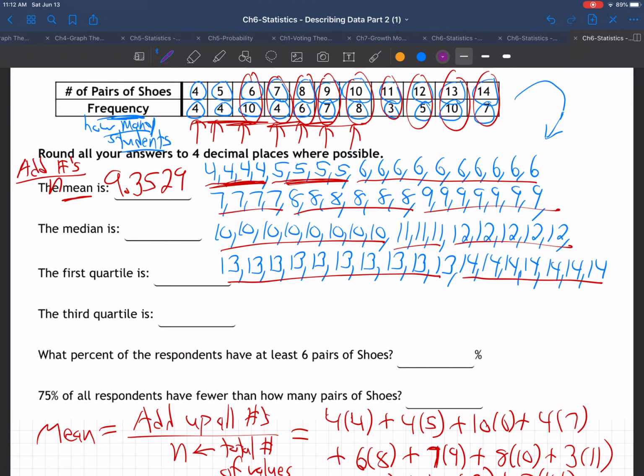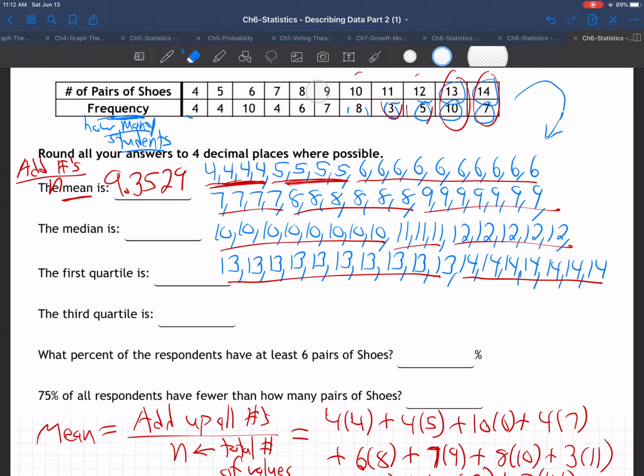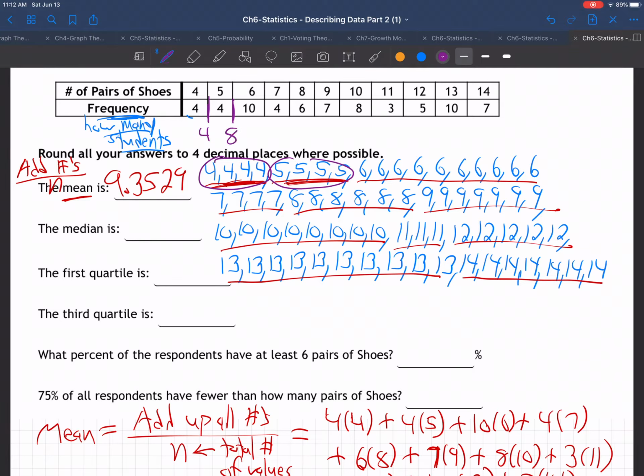Well, how do you know where that is? Well, you could look at this list here. Let me get rid of all this circling. And we could say, look, see the first 4 values are here, and then this is the next 4 values. So this is up to 4 values. This is up to 8 values. See how I'm just adding up the frequencies?